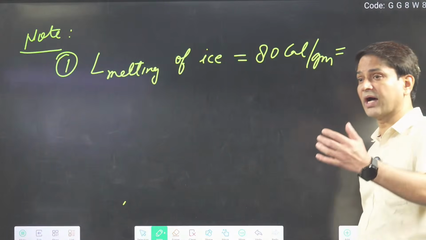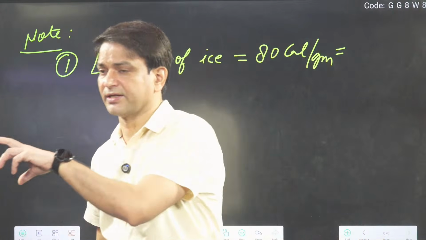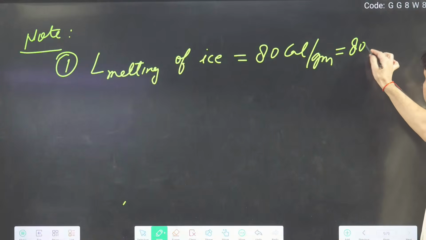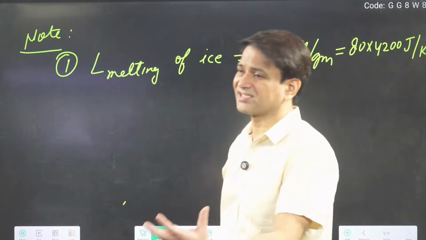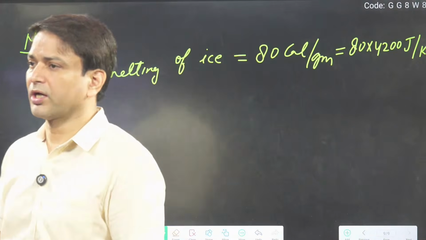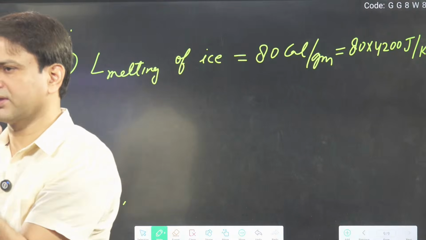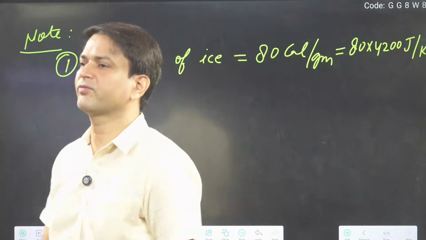If suppose I want the SI unit, the calorie per gram conversion factor into joule per kg is 4200, then I can say 80 into 4200 joule per kg. So in the problem, when we are following the SI unit, we have to take the L value in joule per kg. We marked it in calorie per gram. How to convert calorie per gram into joule per kg? By multiplying with 4200.